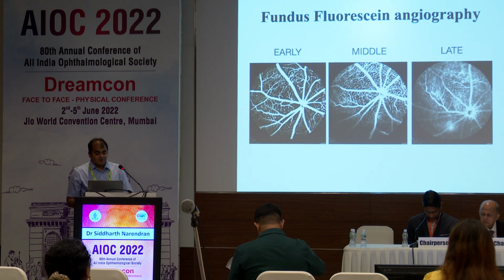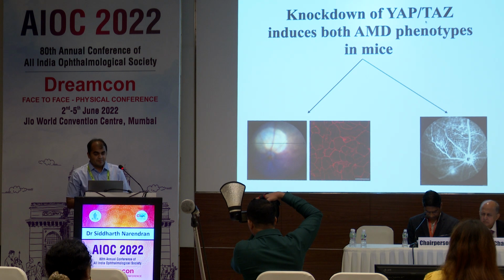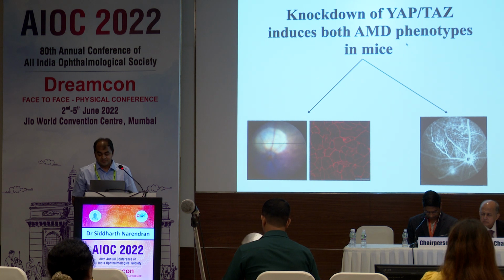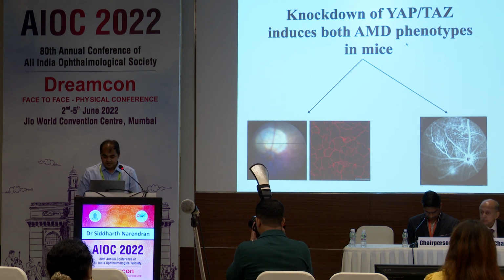Interestingly, these mice also showed features of choroidal neovascularization on fluorescein angiography. So from the animal data, we learned that knockdown of YAP and TAZ induced both wet and dry AMD phenotypes in mice. This is the first animal model to recapitulate both AMD phenotypes in mice.